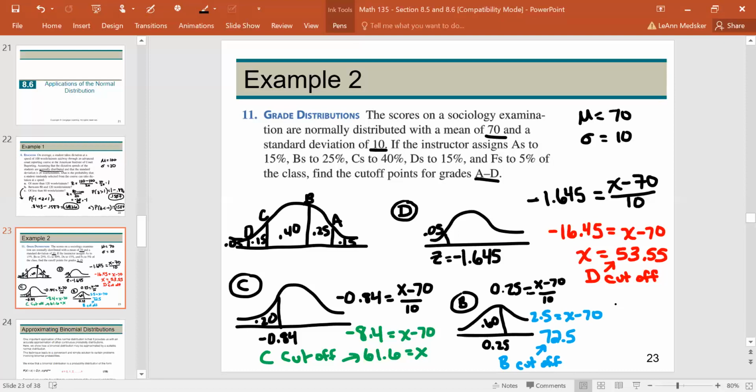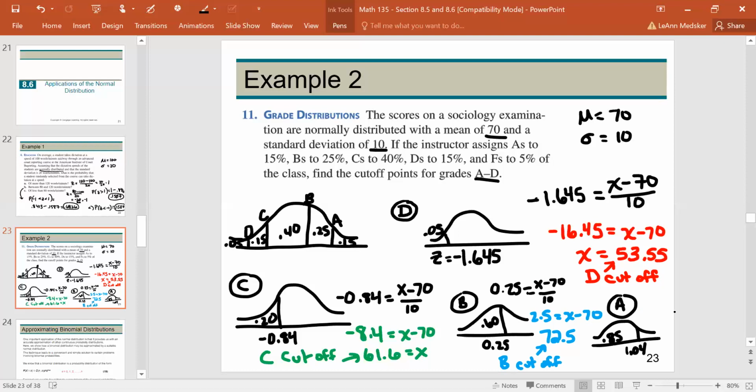And then last one would be the A's. So to do the A cut score, we're going to, first of all, add all the percentages up to the A line. So that was 60% plus 25 more, so 85% in the chart. And when I looked that one up, I got that it was close to 1.04 because that comes out to 85.08. That's the closest I saw. Everything else was a little bit too far away.